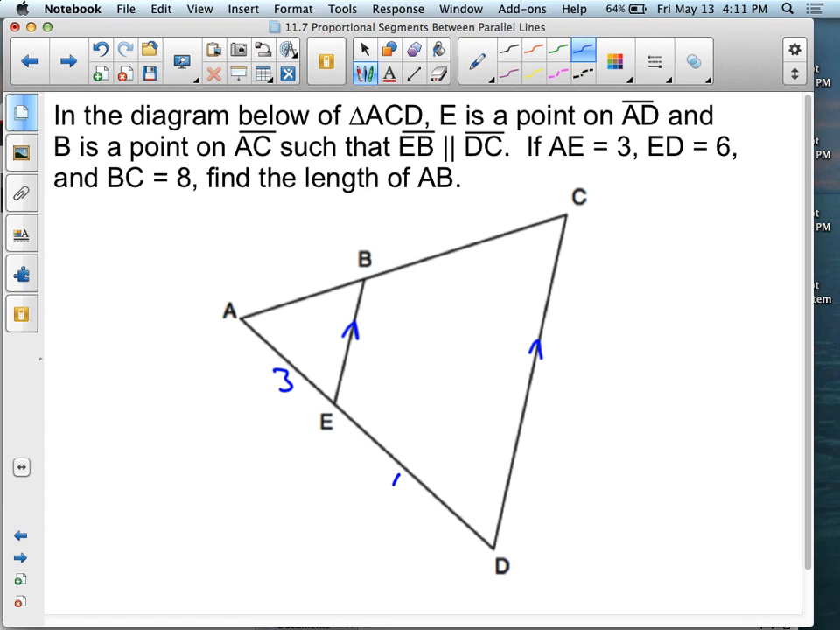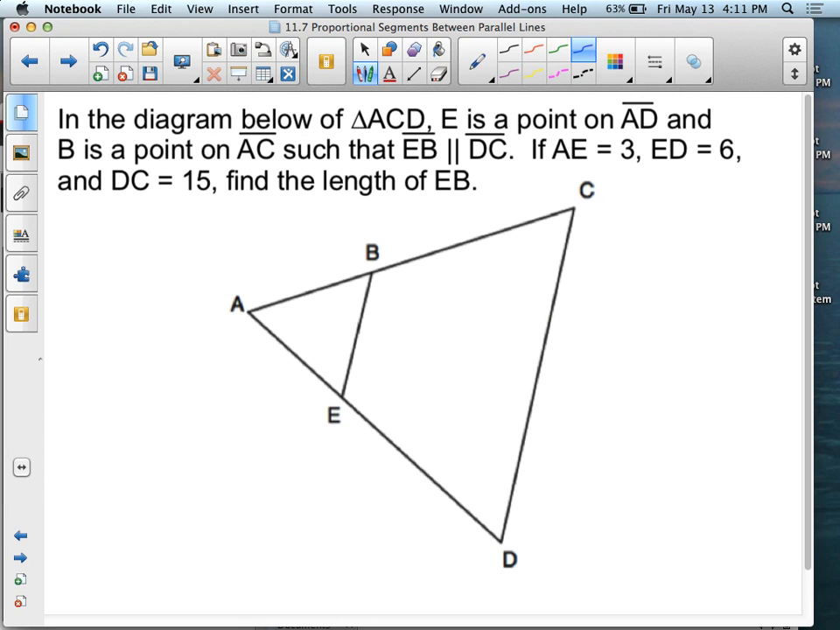So we probably went 3 and 6, and we said BC was 8. Let's call AB's length x. We have two parallel segments. They divide the triangle proportionally. So perhaps you could write 3 is to 6 as x is to 8. Solving that, we get x is 4. Things look good.